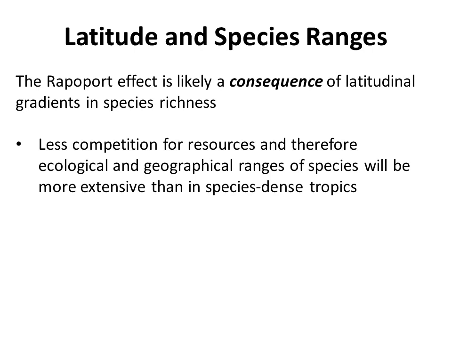These species might have a greater tendency to have higher geographical ranges because of this good dispersal ability. But really, a far simpler explanation for this pattern is that the Rapoport effect is likely a consequence of latitudinal gradients in species richness, and not a potential cause of this gradient. So if you have lower species diversity in higher latitude regions, you have less competition for resources, and therefore the ecological and geographical ranges of species can be more extensive than it would be in a species-dense tropical region.